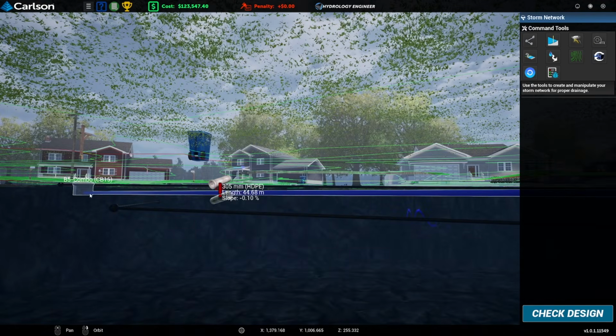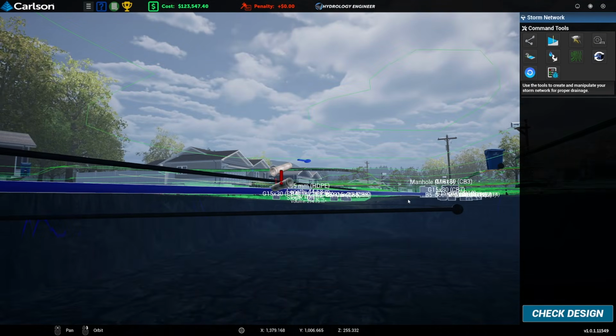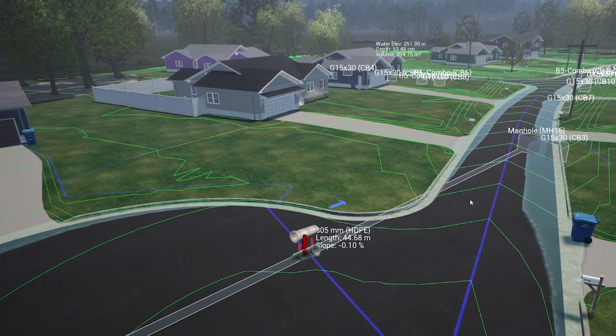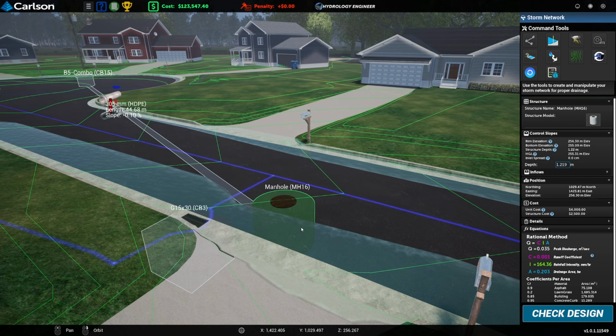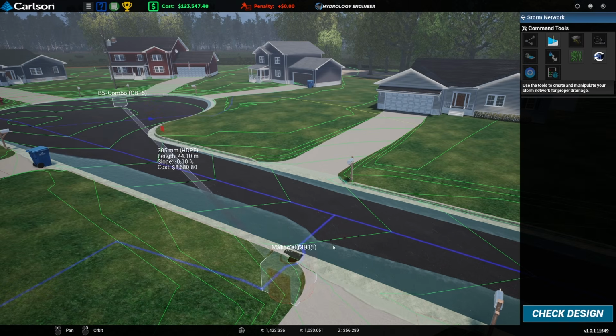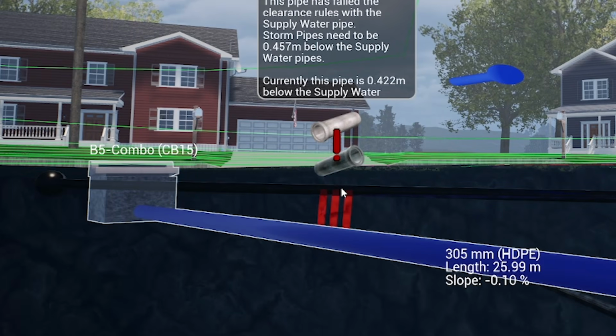We can either make one of these deeper, so probably making our manhole deeper would be sensible, or we could just move our manhole upstream a bit. Making things deeper is very expensive usually. The depth here is the minimum, so let's just see if we were to move this upstream, let's say over to there. Oh look, no, we're still clashing.